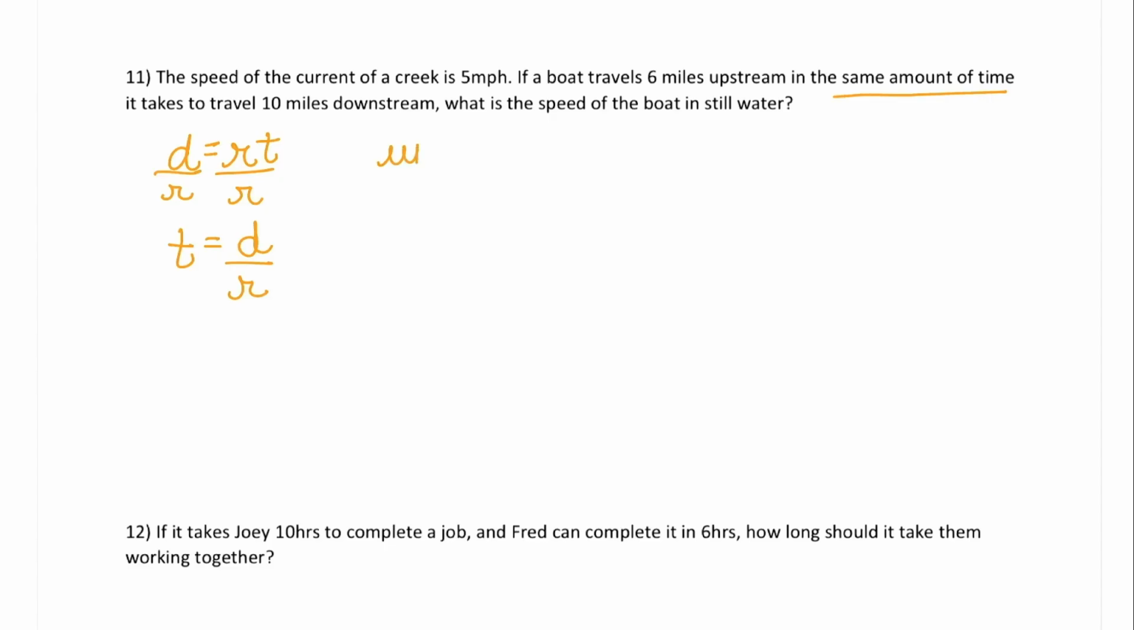The upstream speed is going to be slower because that's going against the current. So upstream is going to be the rate minus 5. Similarly, downstream is going to be faster because it's going with the current. So that's going to be r plus 5. It's going to go much faster there.